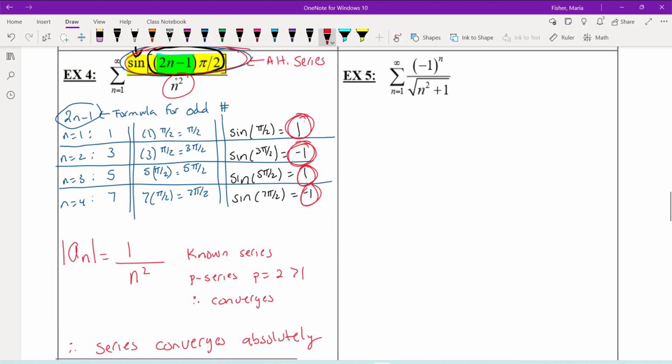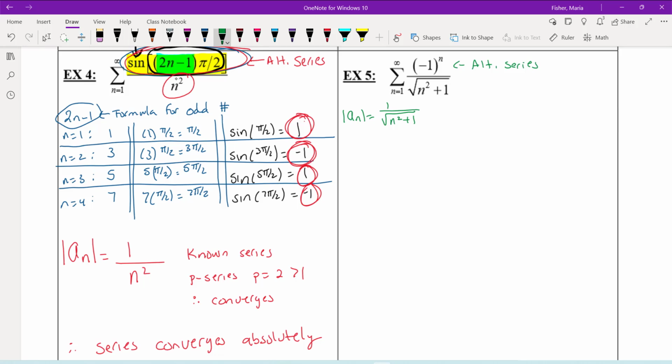Okay, let's look at our last one, number 5, the sum from n equal 1 to infinity of negative 1 to the n over the square root of n squared plus 1. Again, we know that this is an alternating series because the numerator is a negative 1 to the n. We start by taking the absolute value. Well, the absolute value of a sub n is going to be 1 over the square root of n squared plus 1.